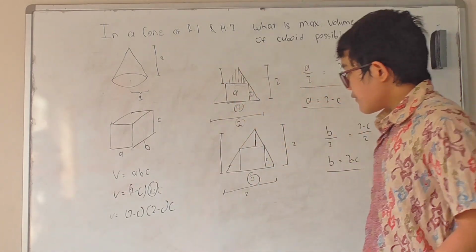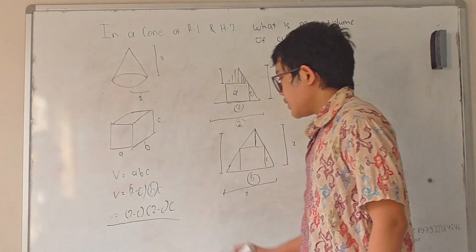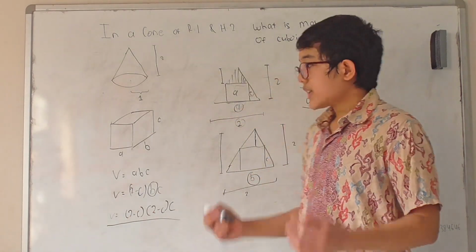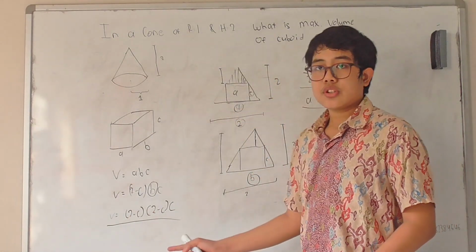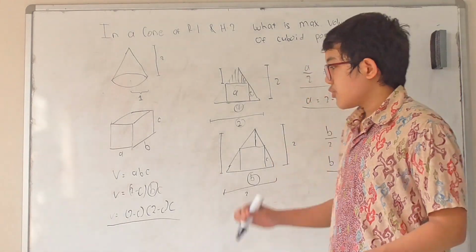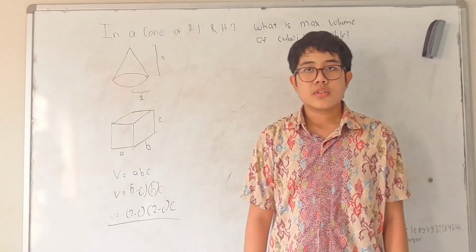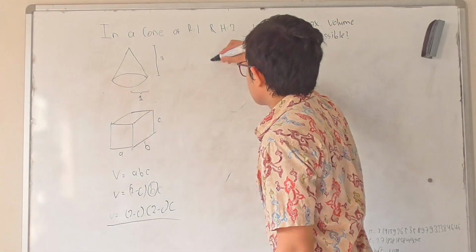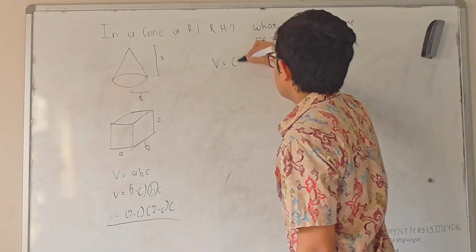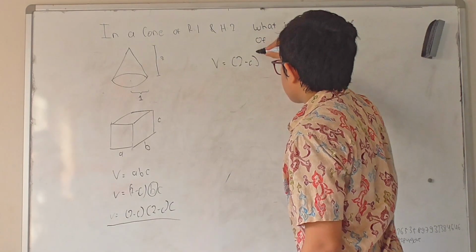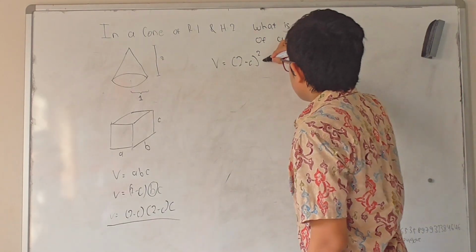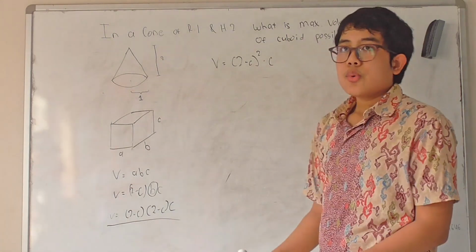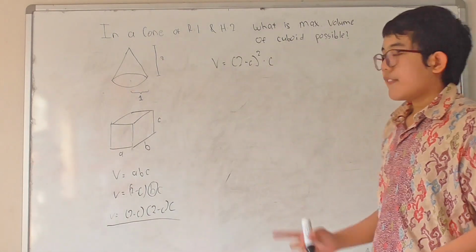So far, we have simplified the function for the volume into this expression. What we can do is optimize this function using derivatives and find its maximum value. So now we have the function for the volume, which is equal to 2 minus C squared multiplied by C. And now we can optimize this function and find its maximum value.